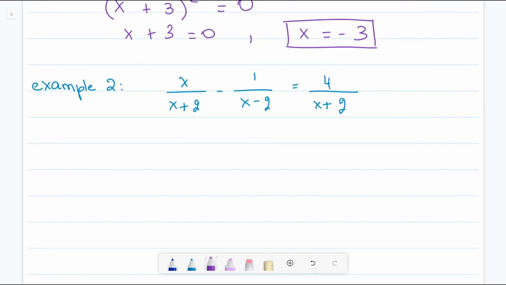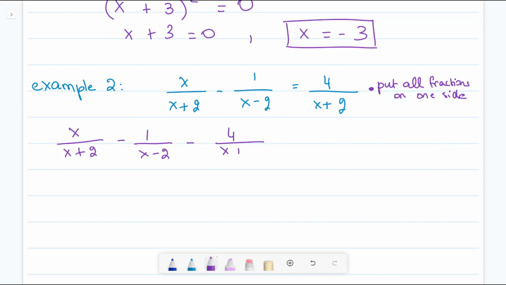Now, our second example, we are working with rational expressions. We have fractions all over. So, the first thing we might want to do is to put all the fractions on one side. So let's do that. We get x over x plus 2 minus 1 over x minus 2 minus 4 over x plus 2 equals to 0. Next, we want to simplify.